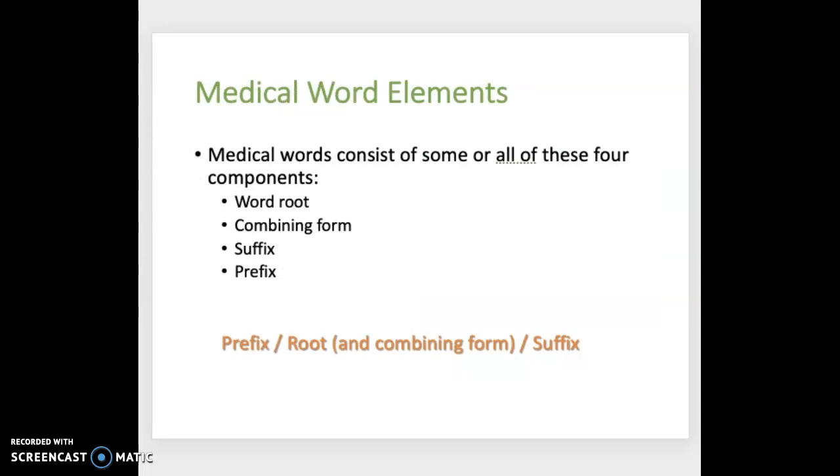So within a medical term, there are, or could be, 4 main elements or 4 components. There could be a word root or a combining form. There also could be a suffix or a prefix. You don't have to have all 4 of these components. There will always be a word root or a combining form.